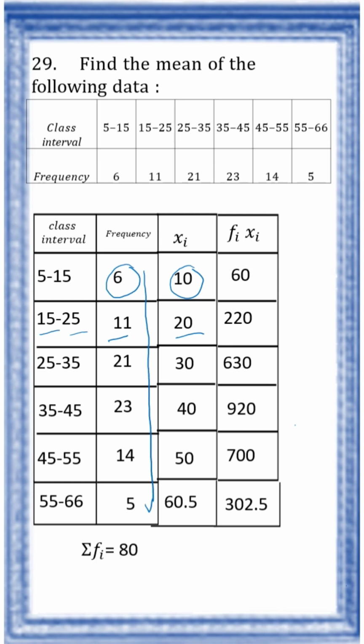Now you have to add all these numbers to get what? Summation of fi, that is 80. If you add 6 plus 11 plus 21 plus 23 plus 14 plus 5, it is equal to 80. Then you have to add all these numbers. You will get summation of fi xi, 2832.5. So now you can find the mean with this data.